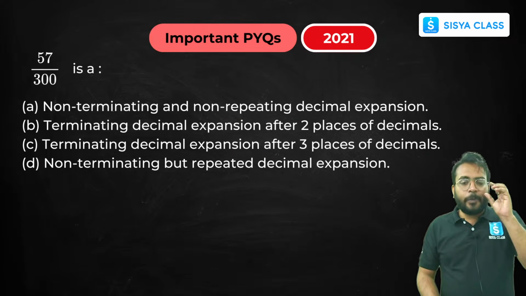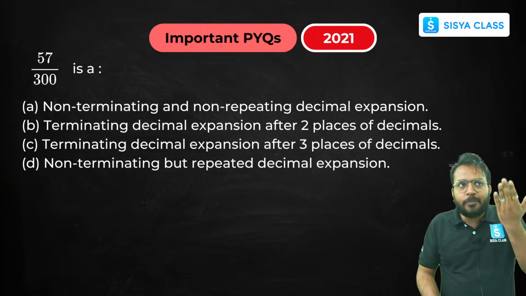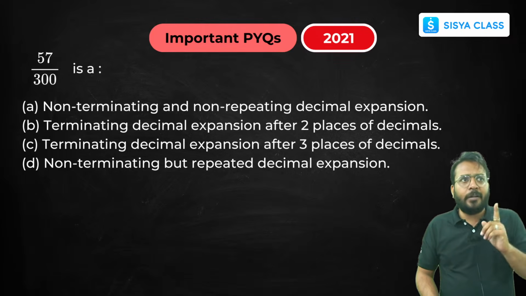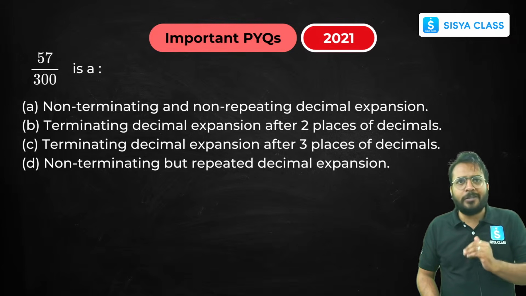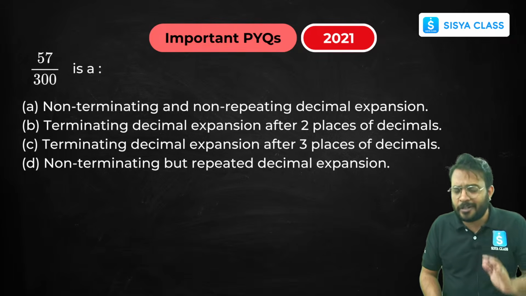Here is the number 57 by 300. Which type of number is it: non-terminating non-repeating, a terminating decimal expansion up to 2 places or 3 places, or non-terminating but repeating decimal, all right? So we have to choose.